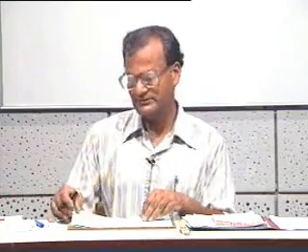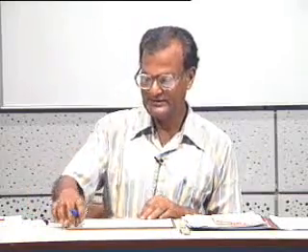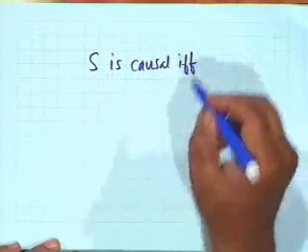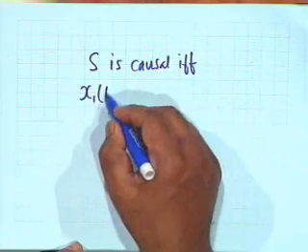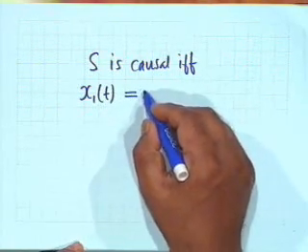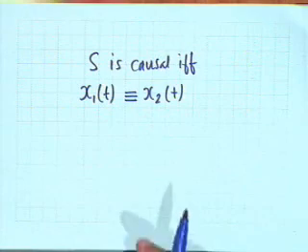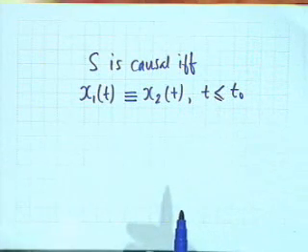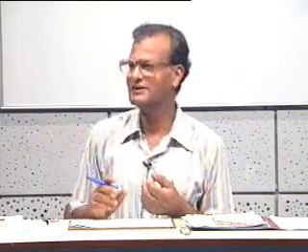A formal definition of causal and non-causal is like this. A system S is causal if and only if, noted by two F's, if and only if x1(t) equal to x2(t), we'll put identical. If two inputs x1 and x2 which are identical to each other for t less than or equal to t0, alright, two inputs x1 and x2 which are identical for t less than or equal to t0, implies that they could be different for t greater than t0, alright.